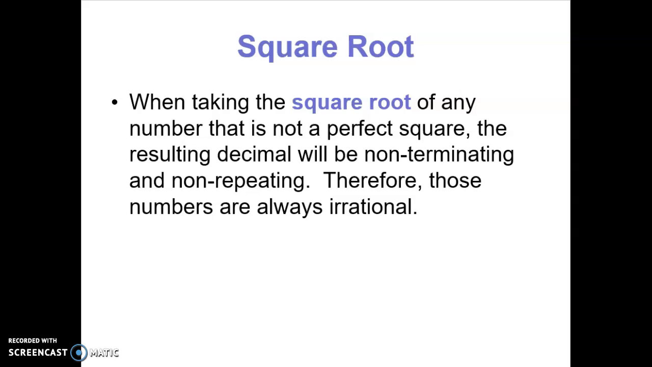I am not talking now in this slide about those. So when you're taking the square root of a number that is not a perfect square, so something like the square root of 21, there is no number times itself that would give you the product 21. So when you are taking the square root of a non-perfect square, the resulting decimal will be non-terminating and non-repeating. Therefore, it will be irrational. So the square root of numbers, except for perfect squares, will always be irrational. And that's something that you might want to remember for your homework later on.